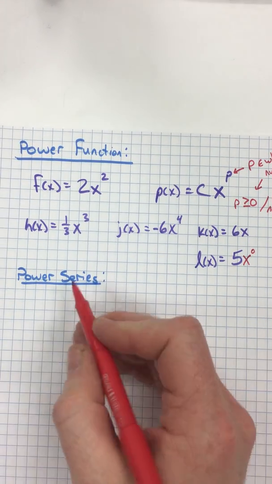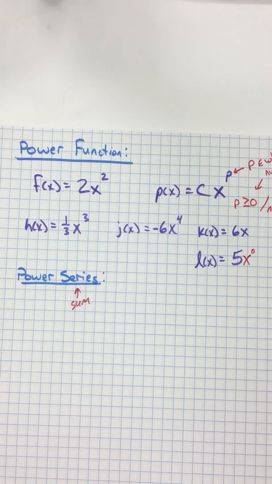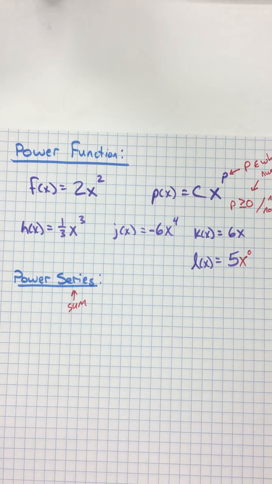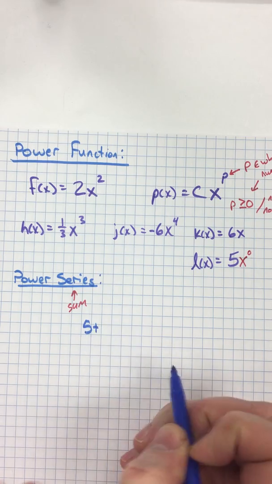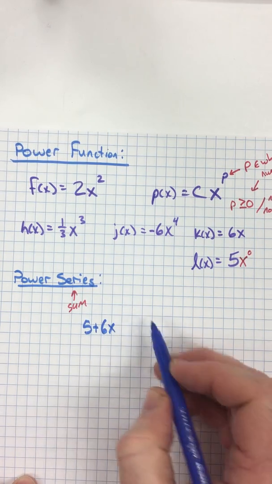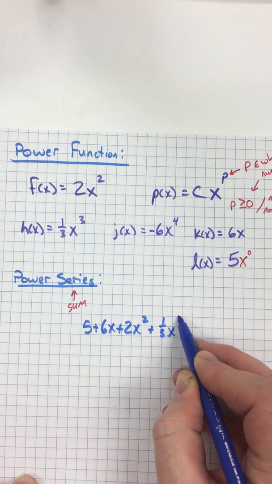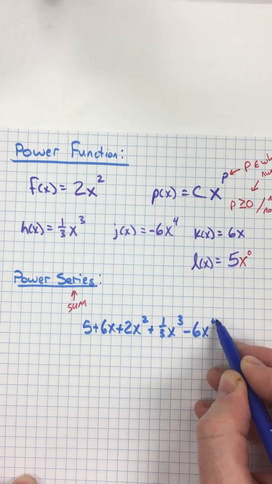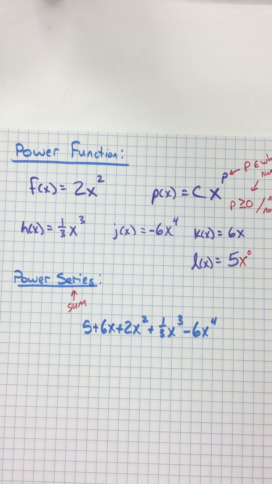And then, of course, a power series, we know, is a sum. That's what series means. We're adding things up. So if I take all these examples that I just wrote down and put them together, I had a 5, I had a 6x, I had a 2x squared, I had a 1/3 x cubed, and I had a negative 6x to the 4th. When I put those things together like that, that generates a power series. Now, when you look at that, you might say, hey, that's just a polynomial. That's no different than any other polynomial we've ever studied, except you wrote it backwards. And I suppose you're right.